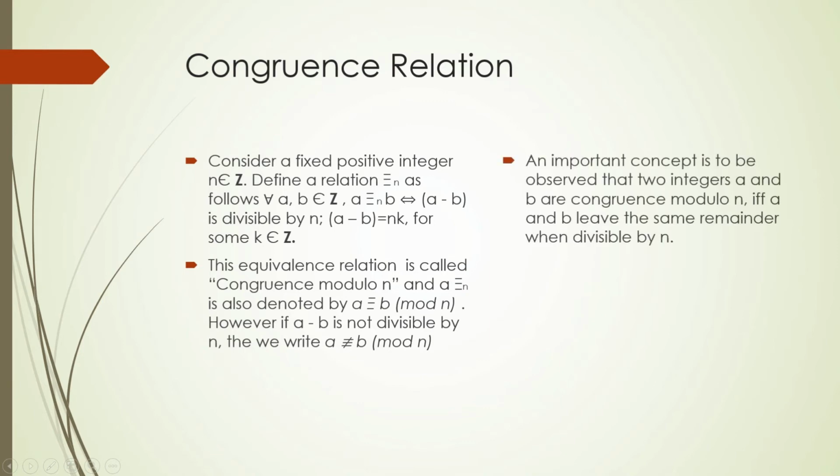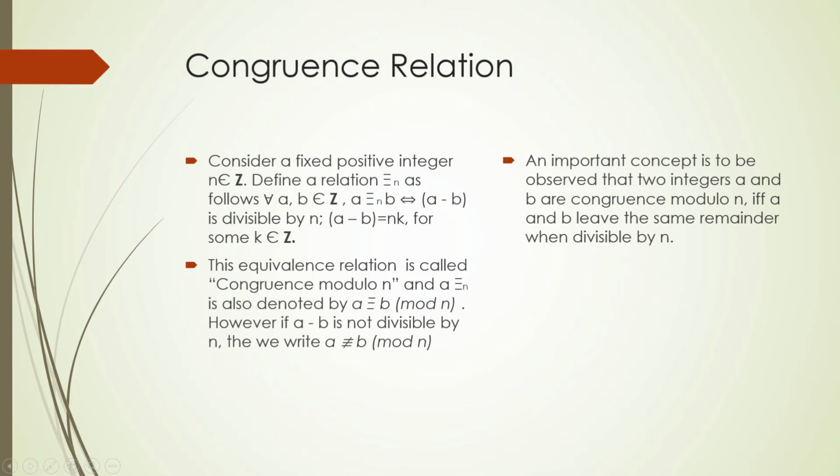Then an important consequence is to be observed: if we consider A and B to be two integers, those are congruent modulo n if and only if A and B leave the same remainder when divided by n. Okay, this is an important thing. It says that two integers A and B are congruent modulo n if and only if A and B leave the same remainder when divided by n. That is, when you divide A and B by n, both of them will leave the same remainder. Why is it so?